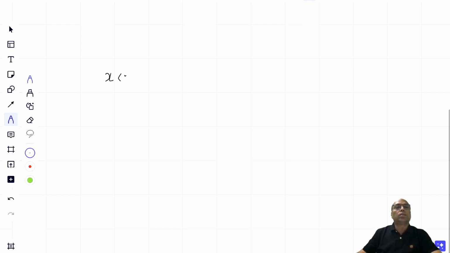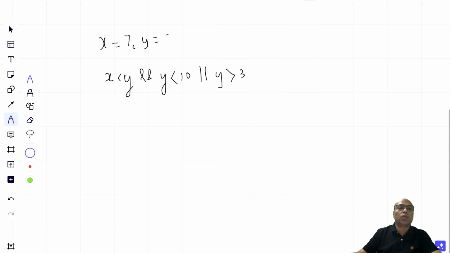So let us solve this expression. x is less than y and y is less than 10 or y is greater than 3. Right now x is 7 and y is 3. x is less than y: its answer is 0. The left hand side is 0.